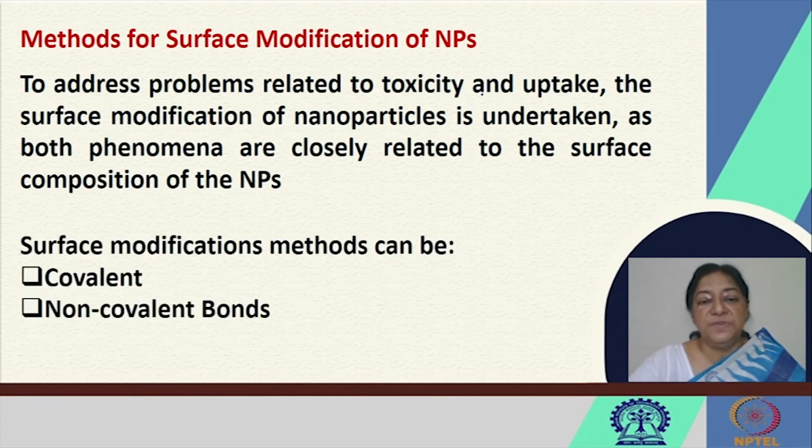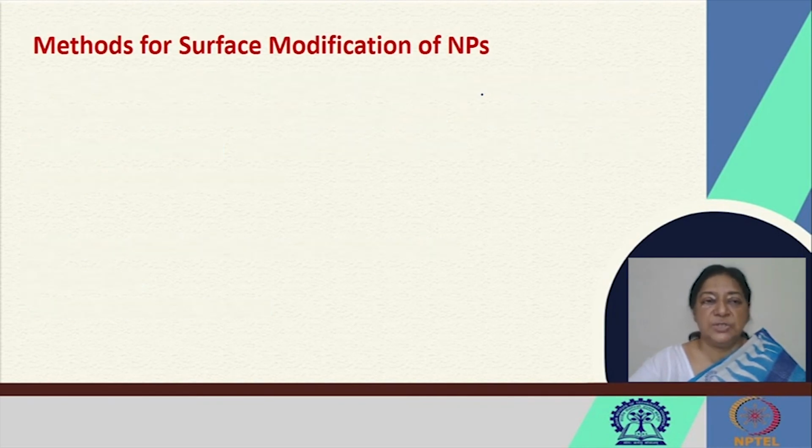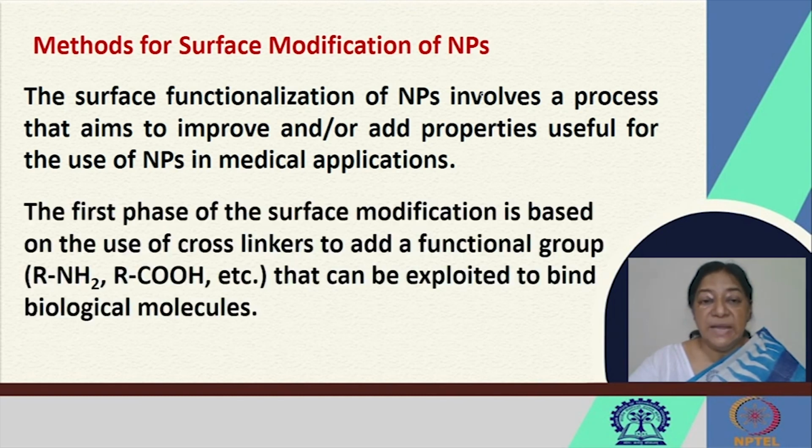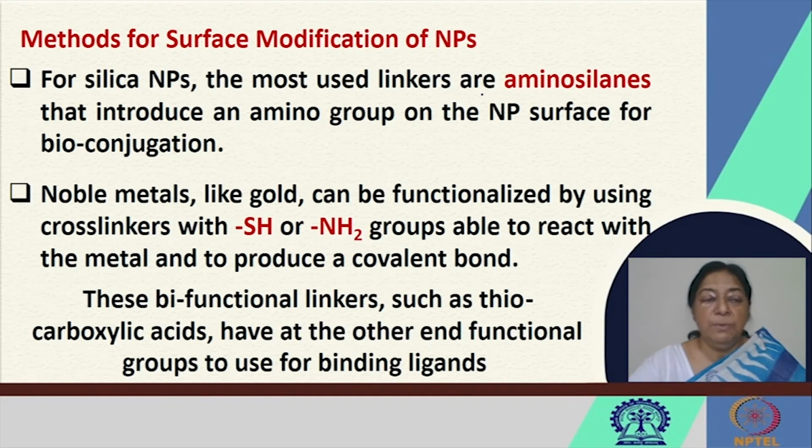The surface modifications can be either covalent bond formation or non-covalent interactions. So the methods for surface modification include surface functionalization, a process that aims to improve or add properties useful for the use of nanoparticles in medical applications. The first phase of the surface modification is based on the use of cross-linkers. These add specific functional groups to the surface that can be exploited to further bind biological molecules.